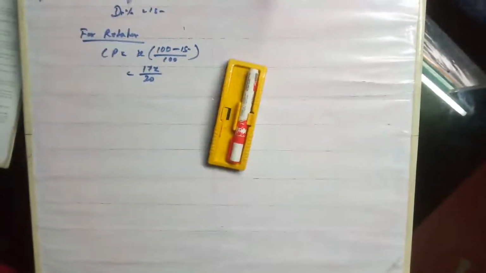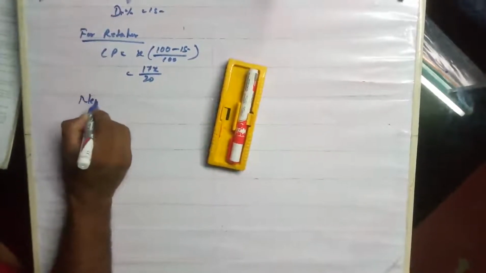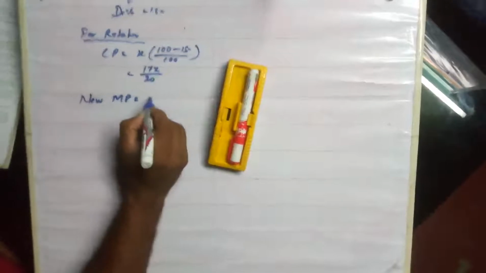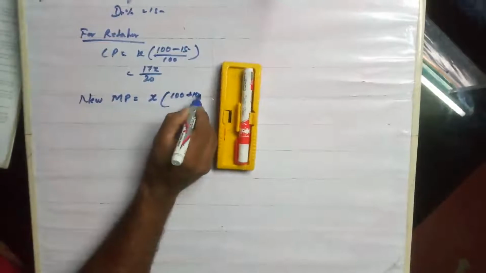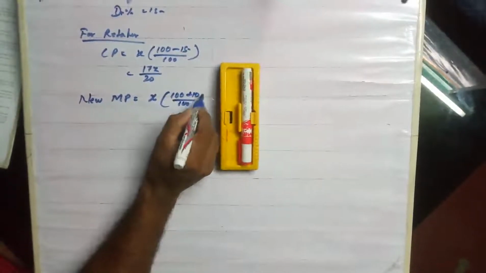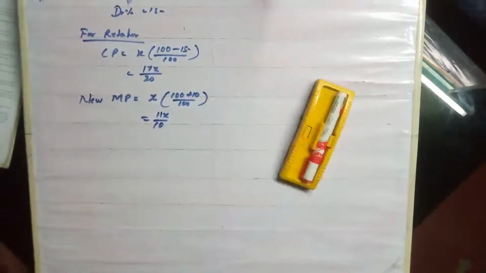Check it, correct or not? 85x by 100, that is 17x by 20, right? Okay. He marks up the price by 10% on the printed price. Now, the new MP is how much? The original MP with that 10% increased. Increase means plus, by 100. That will become 11x by 10. Okay, the new MP is 11x by 10.